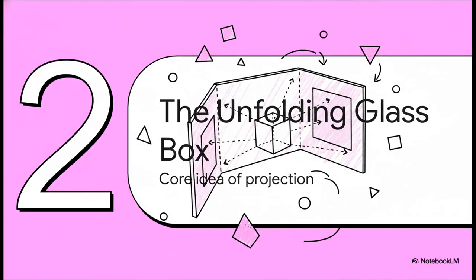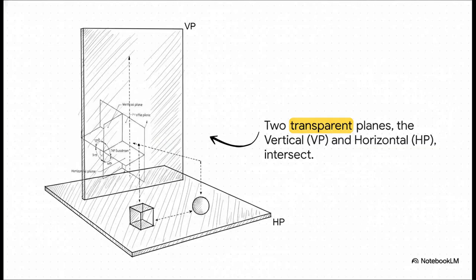So the solution to this whole 3D to 2D problem is actually incredibly elegant. It's a system called orthographic projection, and trust me, the best way to get it is to imagine a simple glass box. Okay, so picture 2 huge, clear sheets of glass that cross each other perfectly at a right angle. The one standing up we'll call the vertical plane, or VP. The one lying flat is the horizontal plane, or HP. Think of these as our drawing canvases.